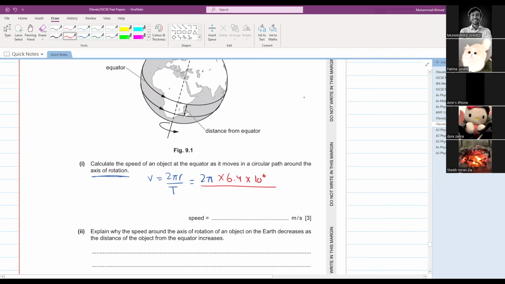What is the time period? 24 hours. You will convert it into seconds. 24 into 60 into 60. What does your answer for velocity come out to be? 470 ms minus 1. Your answer for velocity comes out to be 470 ms minus 1. Perfect. Let's further move ahead.